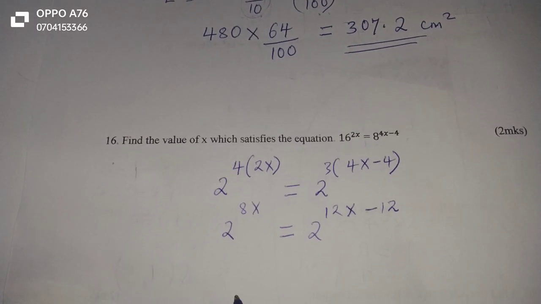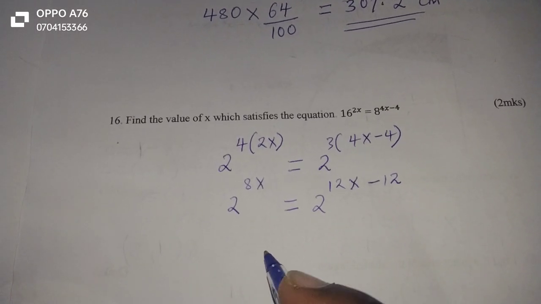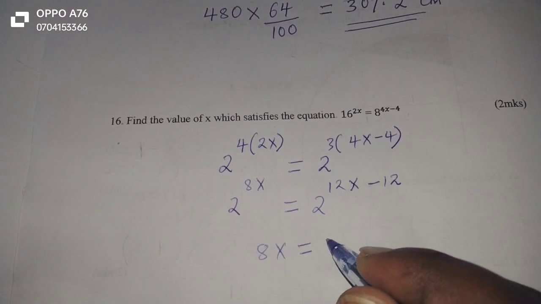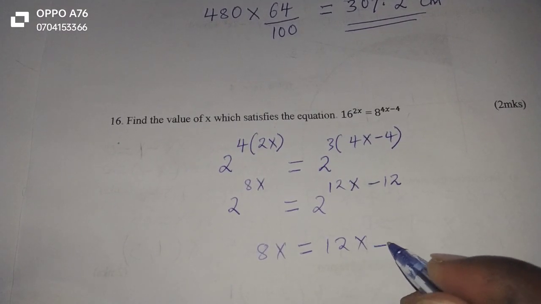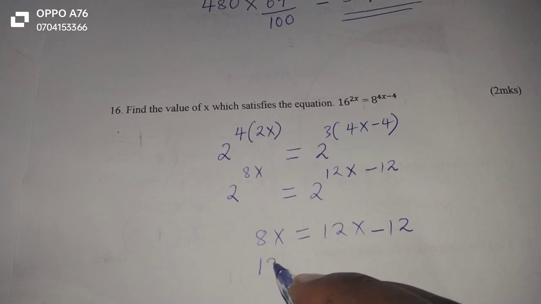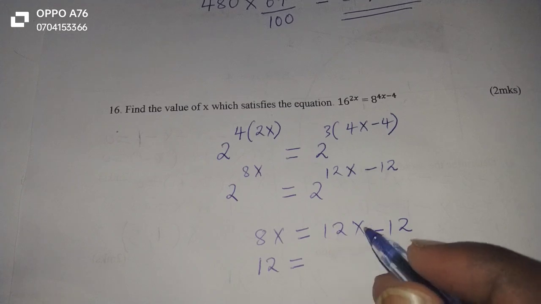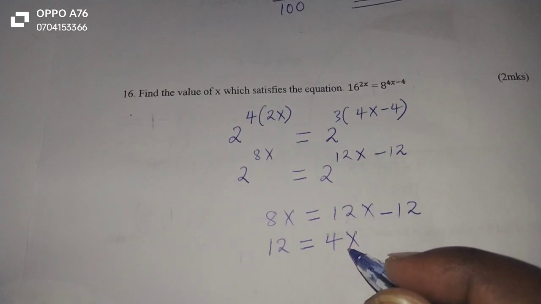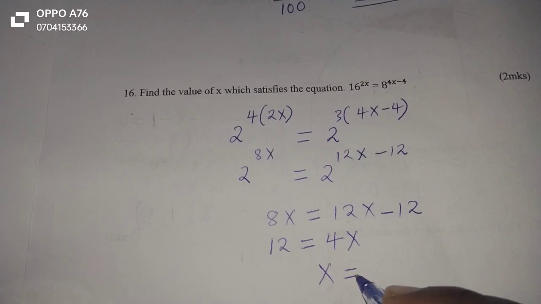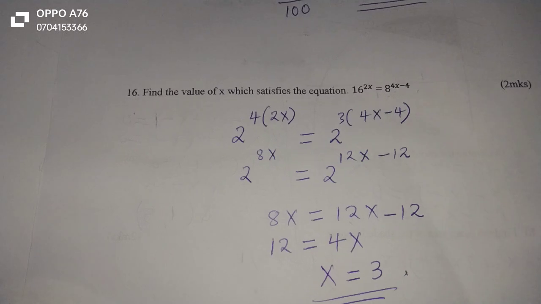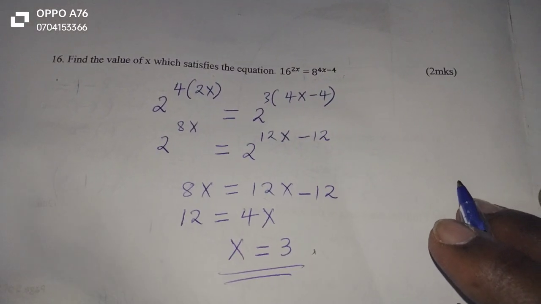Now that the base is the same, we can equate the powers. That is 8x equals 12x minus 12. We can move 12 to the left hand side where it becomes positive, then 12x minus 8x giving us 4x, and the value of x will automatically be equal to 3. So that is the solution to the equation above.